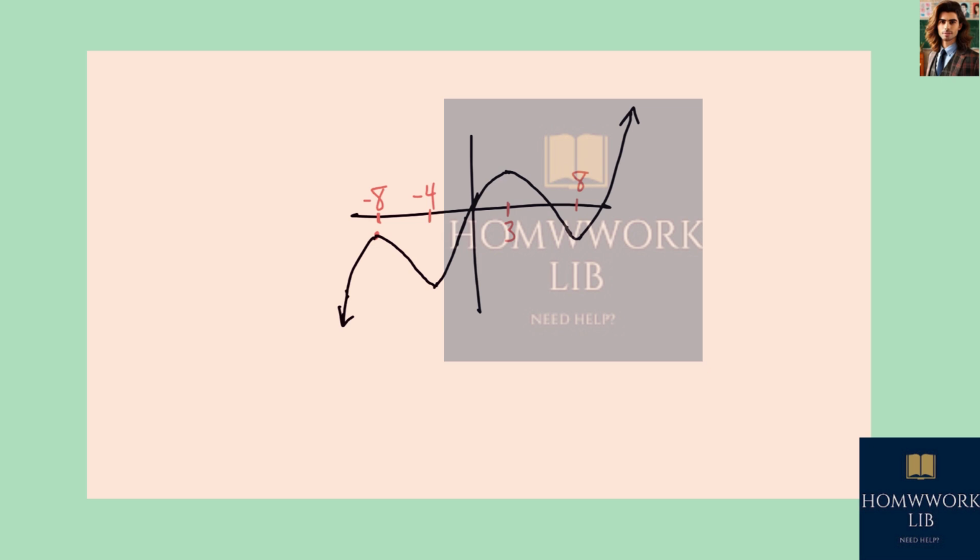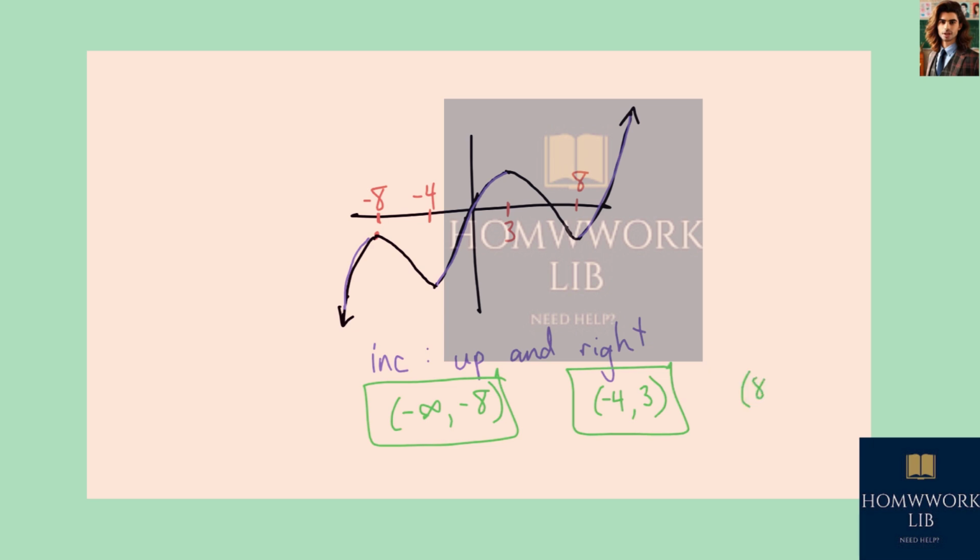Okay, so the first one is increasing. So f is increasing. I'm just going to say when it moves up and right. And so as you're looking at all the options on when we're moving up and right, that's that first region, and then this middle one, and then all the way to the end. So in interval notation, check the box that says -infinity to -8. There's a little box there. And then again from -4 to 3, check that box. And then again from 8 to infinity, check that box.